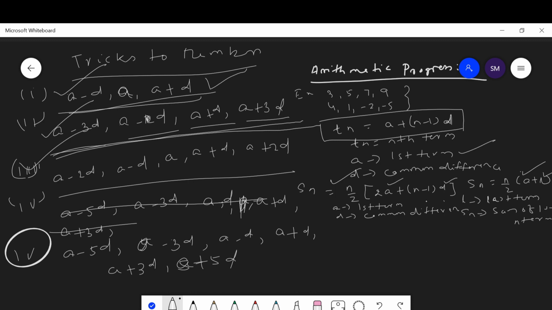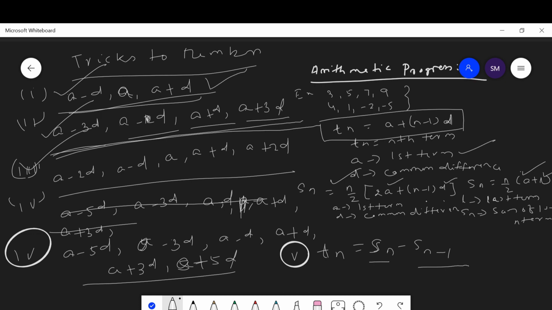Fifth trick says that Tn, the nth term, is equal to Sn minus Sn minus 1: the sum of n terms minus the sum of n minus 1 terms.